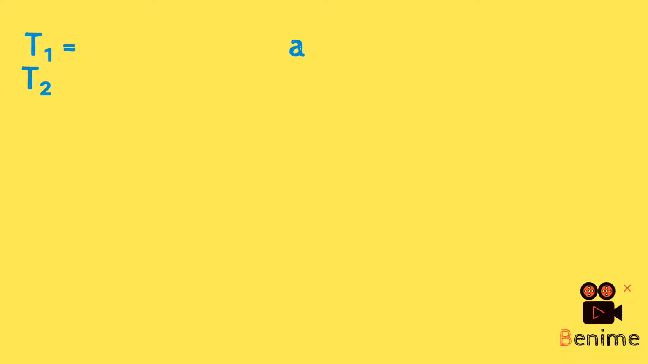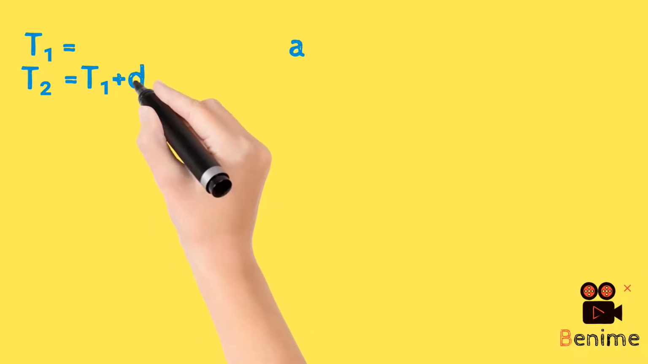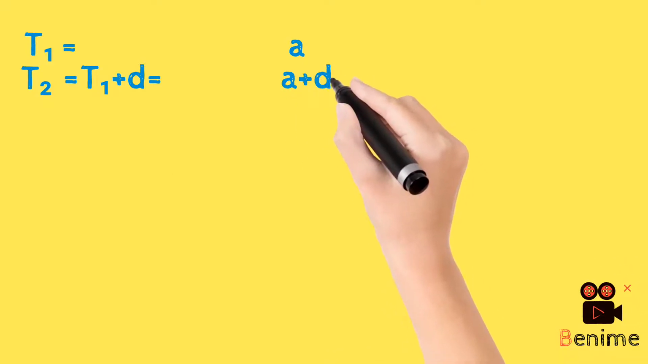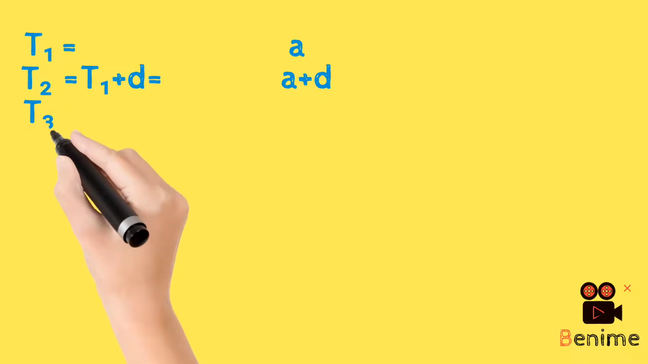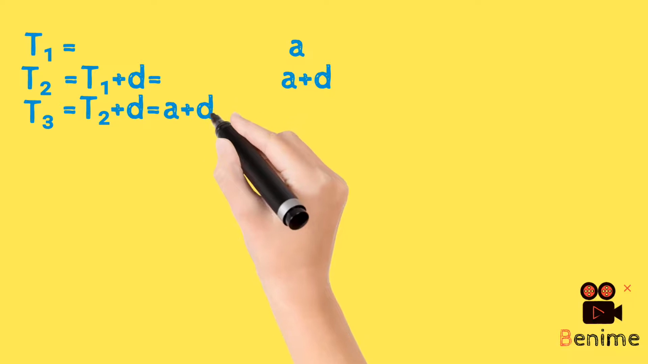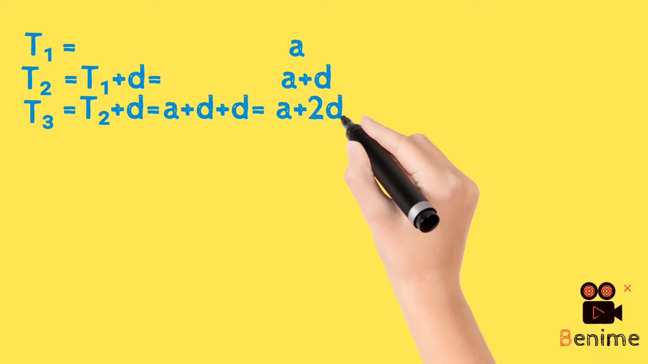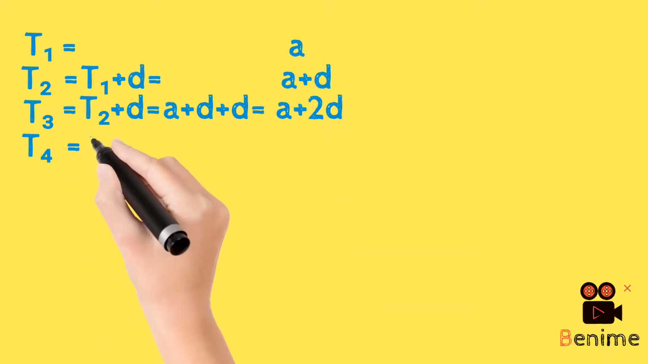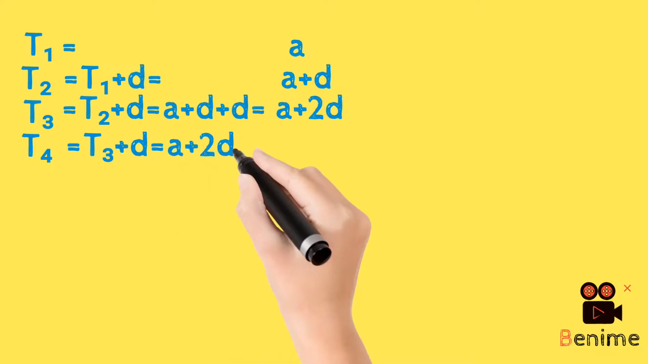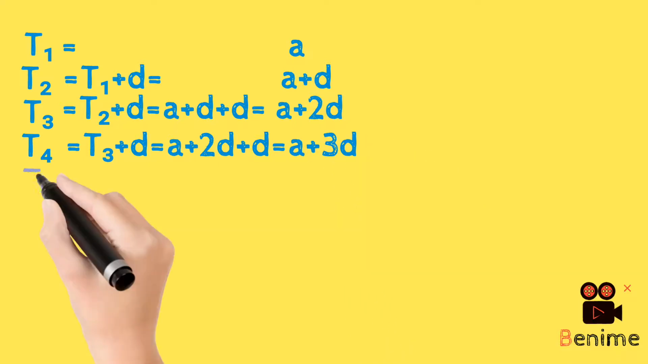So to get T2, we add the common difference, that is D, to T1, and already T1 is A, so that will be A plus D. To get T3, you have to add D to T2, and already T2 is A plus D, so you're adding D to A plus D. That will give you A plus 2D. To get T4, you add D to T3, and already T3 is A plus 2D. So adding D to A plus 2D, you get A plus 3D. So now A plus 3D is T4.